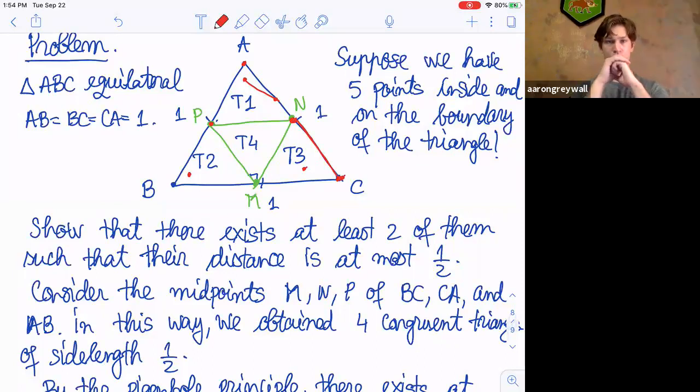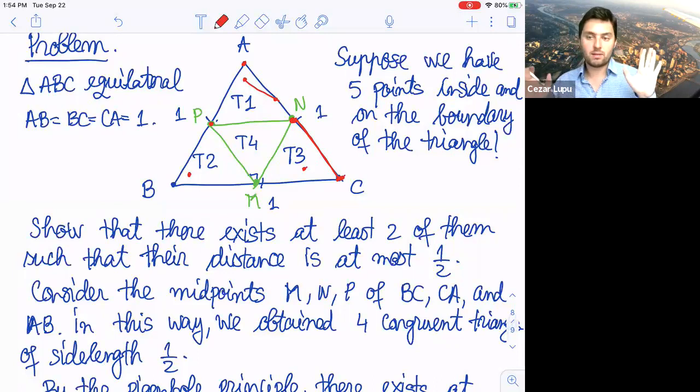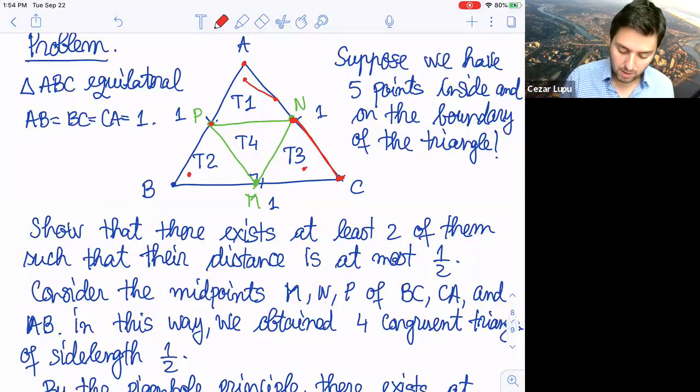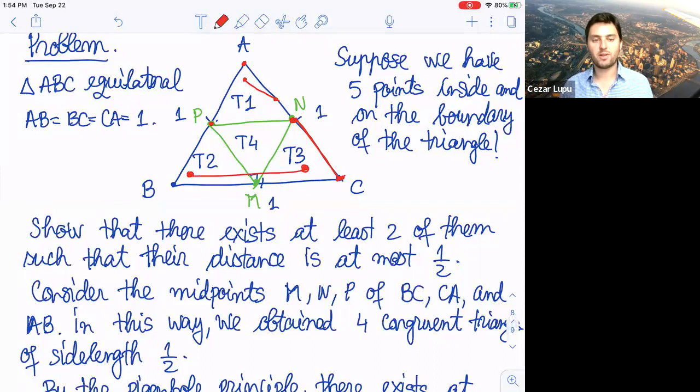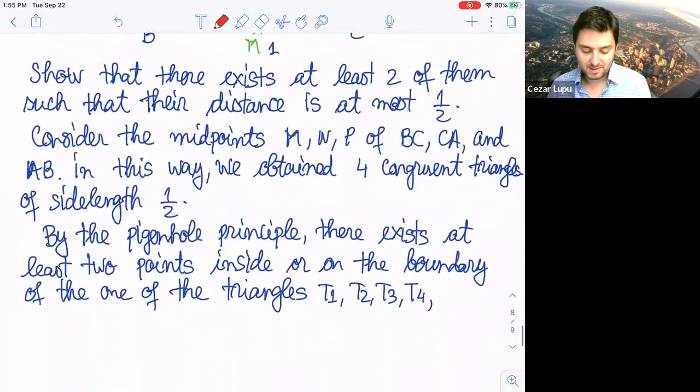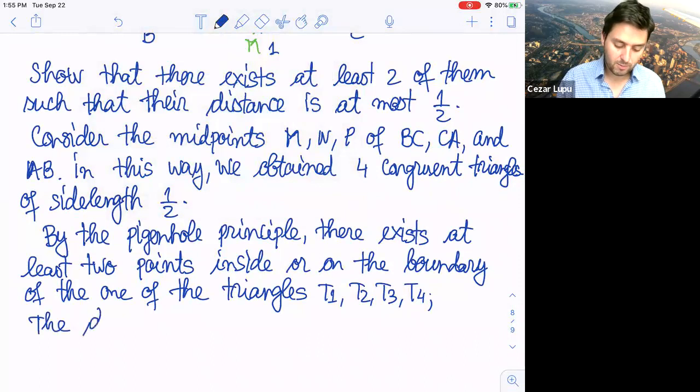But anyway, like I said, there exist at least 2 points. That's it. Because one can say, look, I have this point here and this point here, but wait, they're not in the same triangle, right? If I draw this, well, it's larger than 1/2, but guess what? They're not in the same triangle. So like I said, 2 points inside one of the triangles.